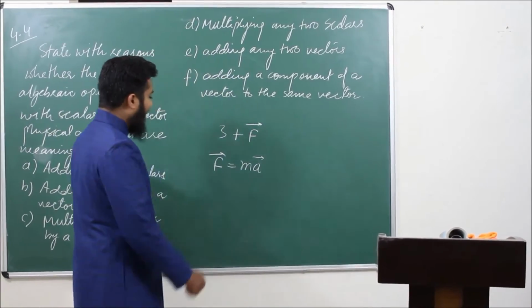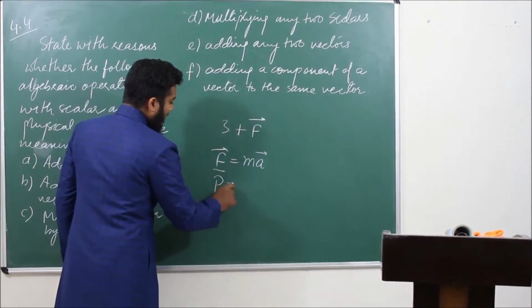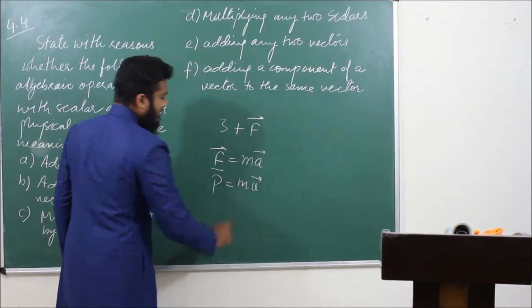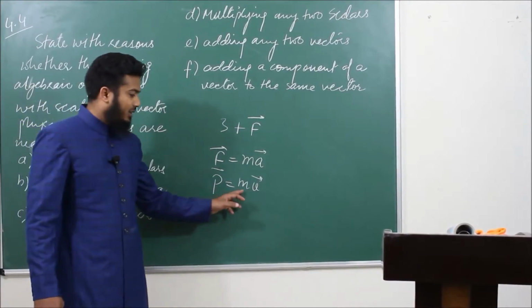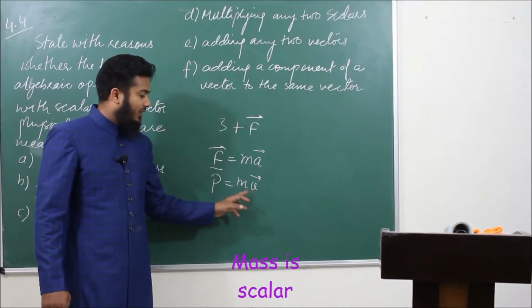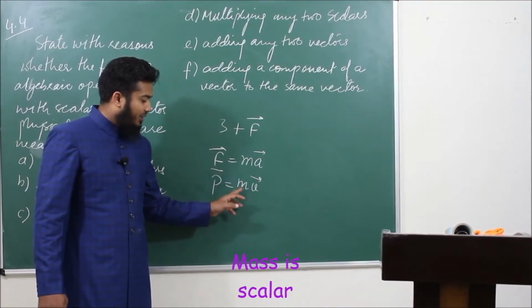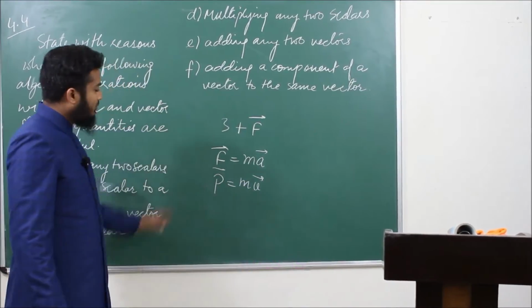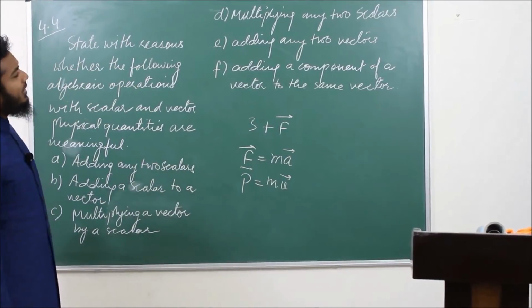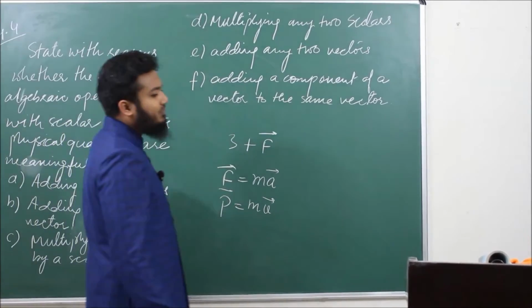And one more example I can take. Momentum is equal to mass times velocity. Again, mass is a scalar and velocity is a vector. So here we are seeing multiplication of a scalar by a vector. So this is meaningful. Next part, multiplying any two scalars.